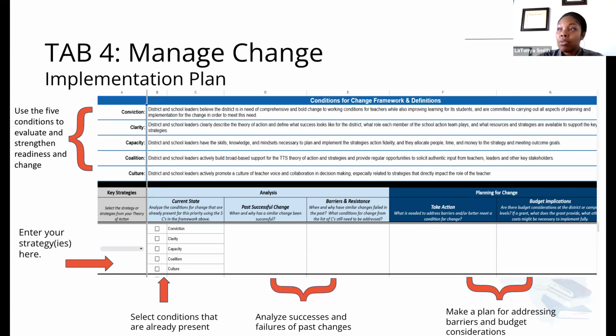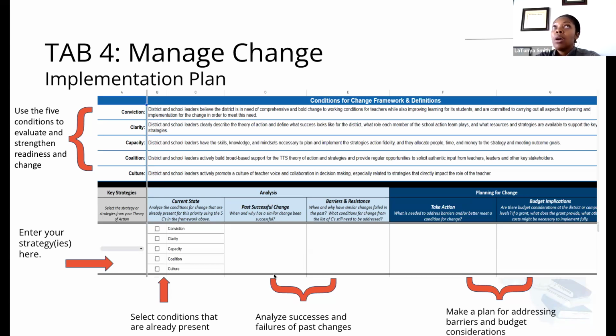So you will select those. And then after you select the conditions that are already present, you will analyze the success and possible failures of this change. So the analysis is, what is the past successful change? Have you tried to implement change before? When and why? How similar was the change? How successful was it? And then you think about the barriers and the resistance for change.